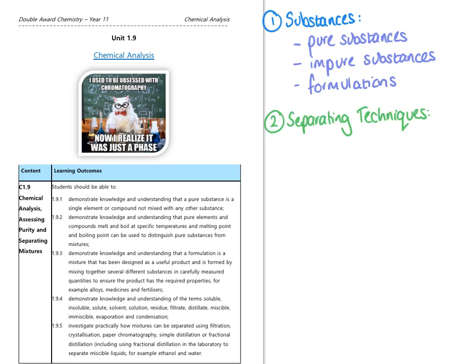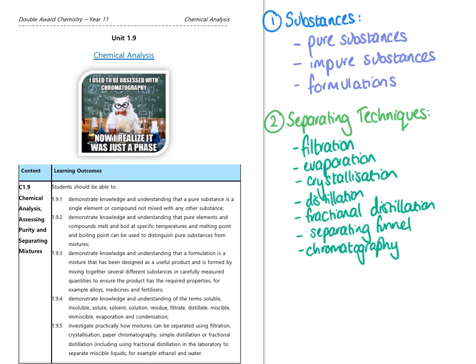We're then going to look at some separating techniques for how we separate mixtures, and this is what you have covered before in your junior science. So we're going to look at things like filtration, evaporation, crystallization, distillation, fractional distillation, separating funnel, and chromatography. And all or most of these you have met before.